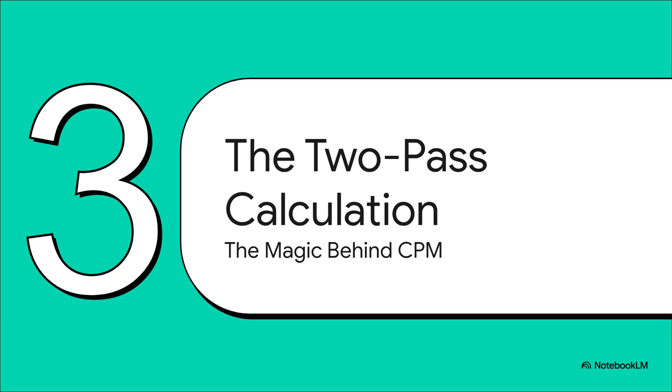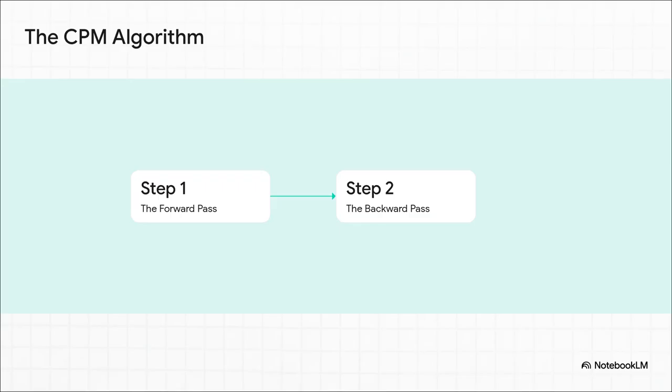So how in the world do we find this path? It's not just guesswork. It's a really elegant little algorithm that works in two distinct steps, or passes. This is really the engine that makes the whole thing work. It all boils down to two pretty straightforward steps. First, we're going to move forward through the project timeline from start to finish. And then we're going to turn around and work our way backward from the finish line. Let's see what each of these passes actually does.